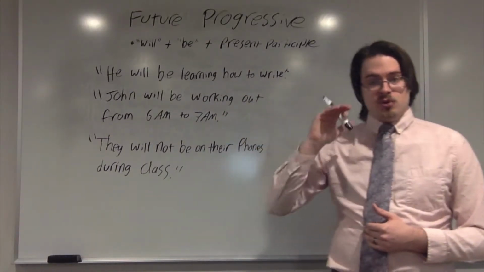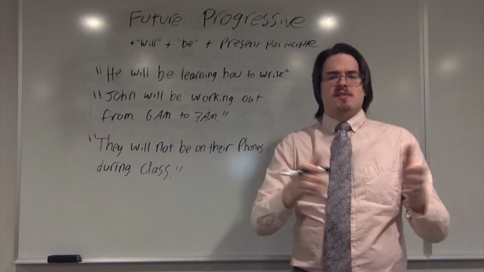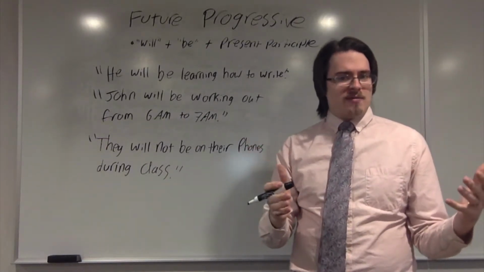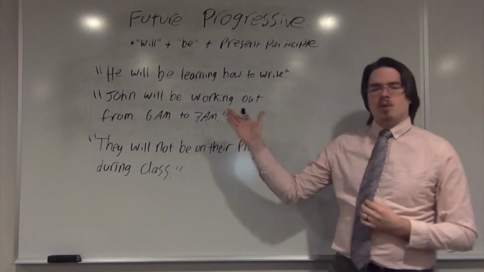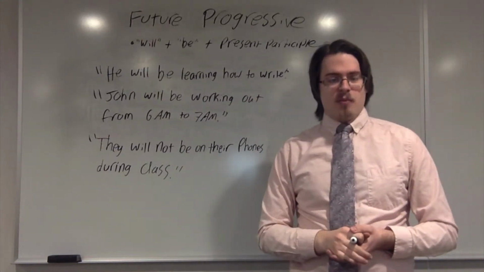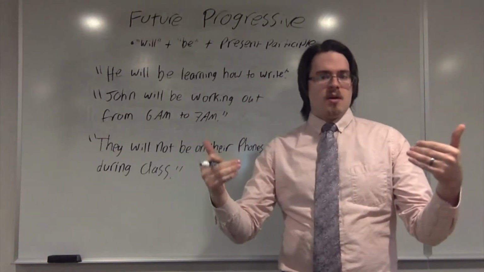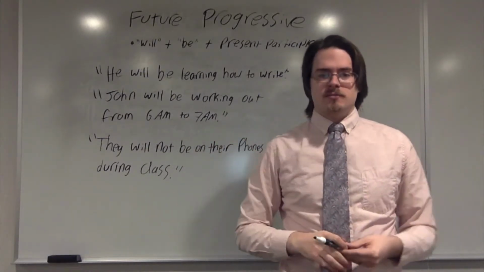Note we're looking at the future time frame, and we're seeing an action that will be in the process of happening, but we're not really given a time frame. However, in example 2, John will be working out from 6 a.m. to 7 a.m. We're given a time frame. At a certain time in the future, this action will be taking place.